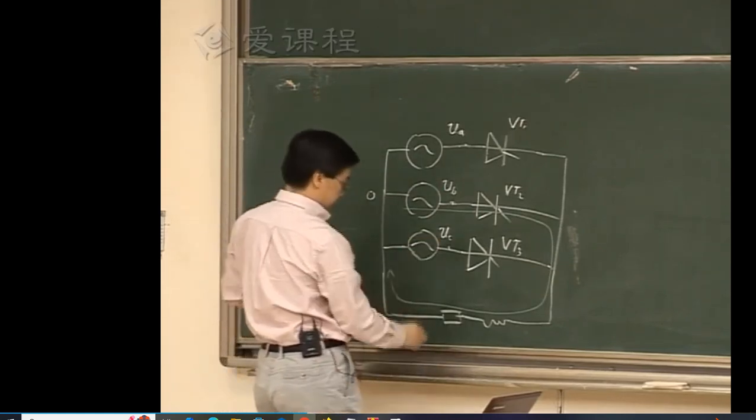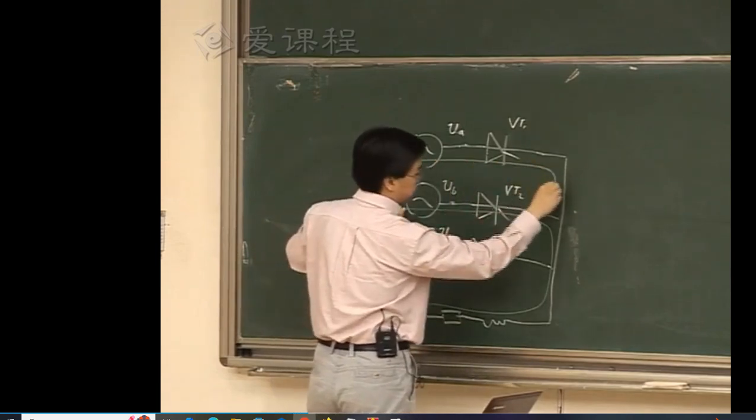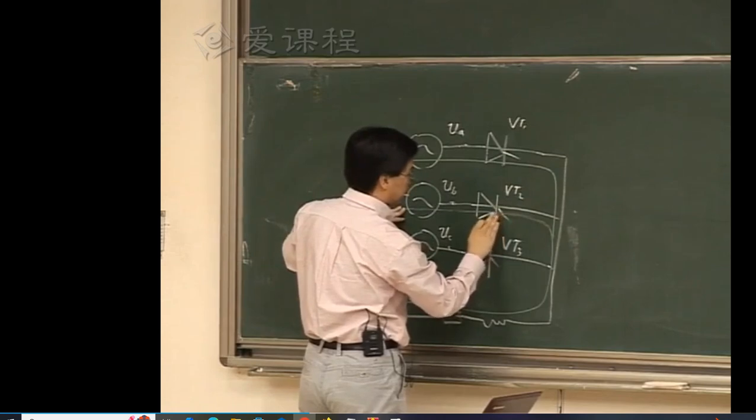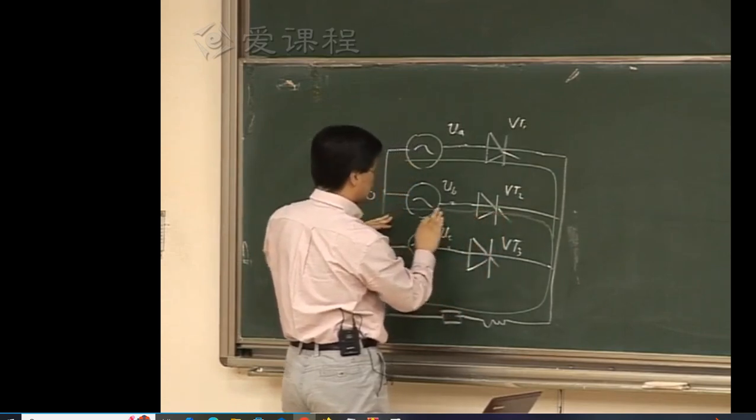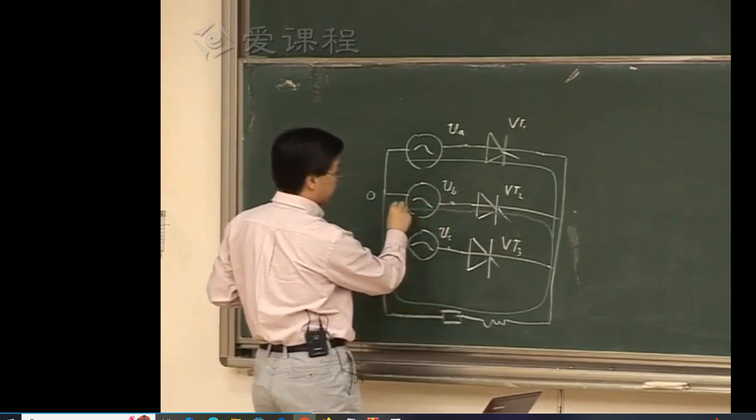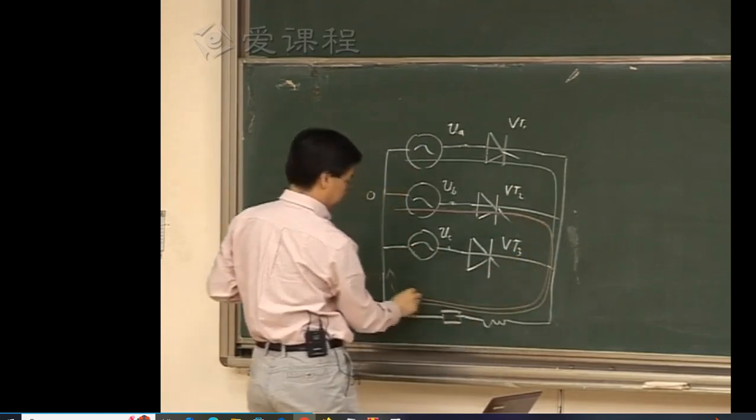I'm sorry, previously it is flowing through VT1. Before you trigger VT2, it is flowing through VT1. Now when you trigger VT2, you want the current to be flowing through VT2 in this way.